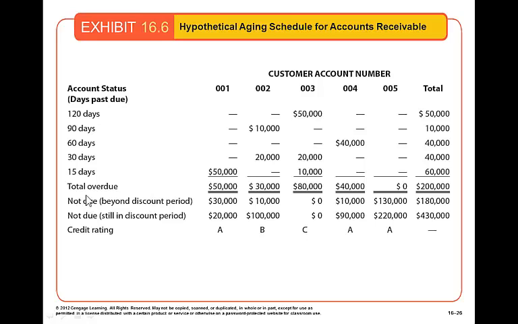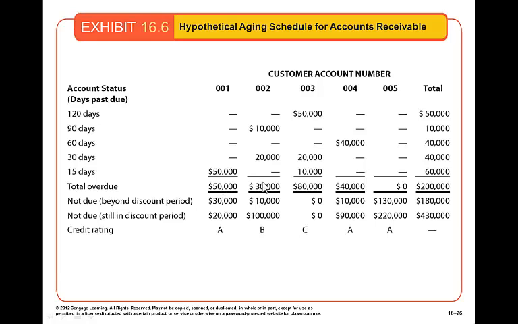So now I summarize here what's not due beyond the discount period on all of these with customer 1, 2, 3, and 4, and what's not due that's still in the discount period. Okay, now the total overdue occurs right here. So for customer 1, his total overdue is $50,000. I don't think so. I think that's a typo, so it should be 0.